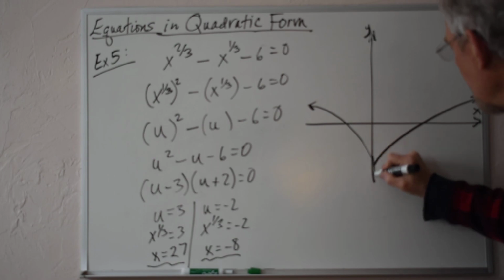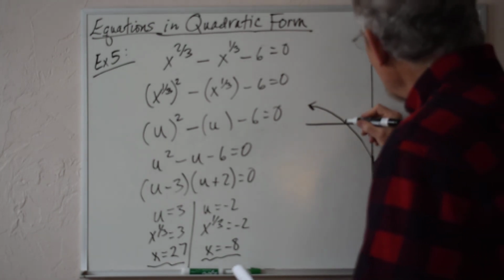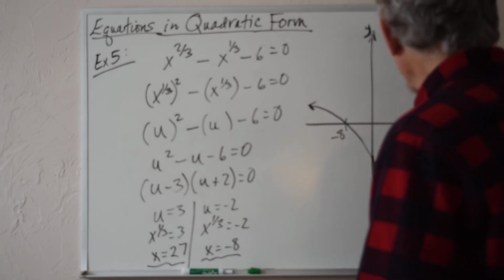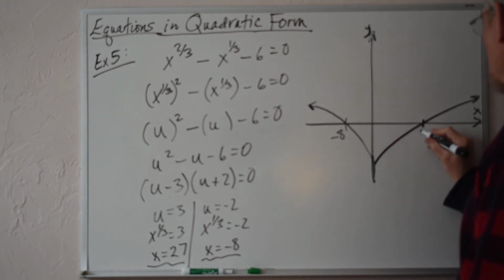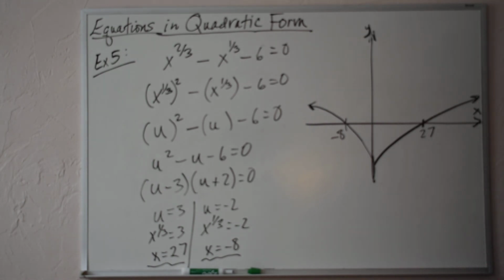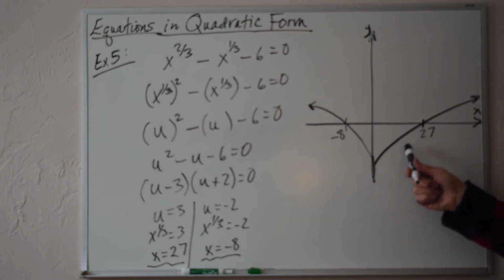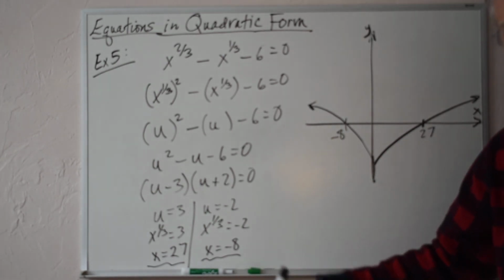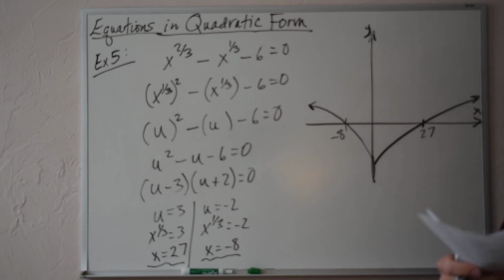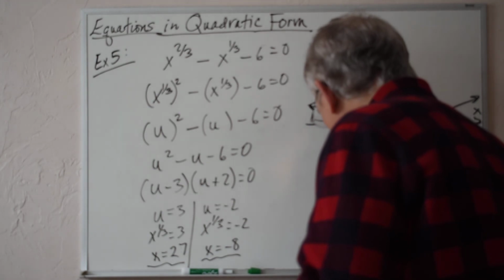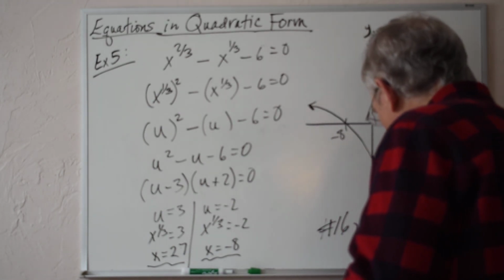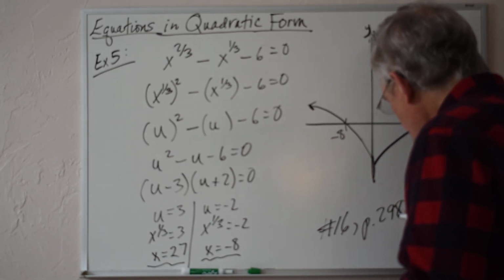We haven't seen anything like that so far. This x-intercept here is one of your roots. Of course, the other x-intercept is your other root. So once you get this thing graphed, you can have a pretty good idea of what the answers are. And it will confirm your algebra. Okay, now work out number 16 on page 298.